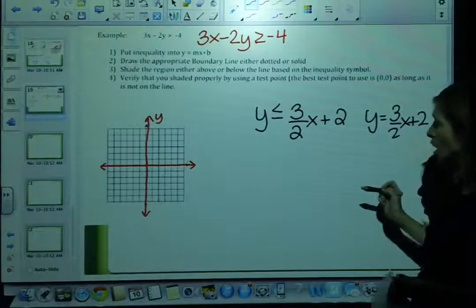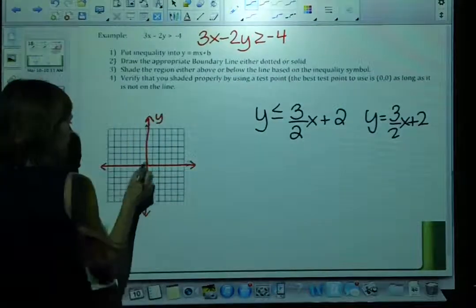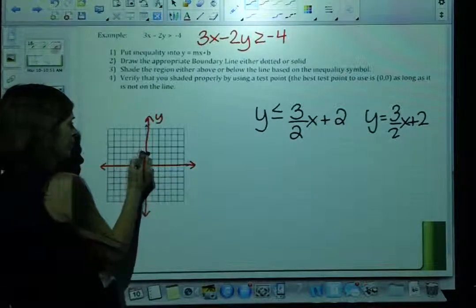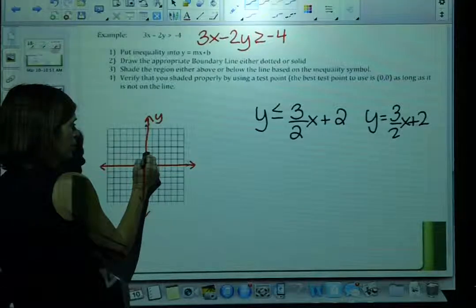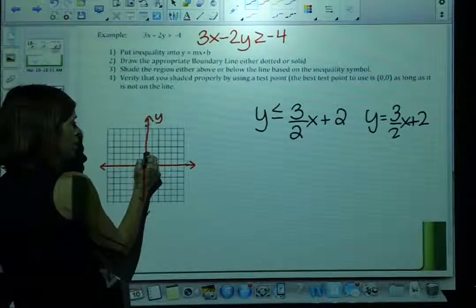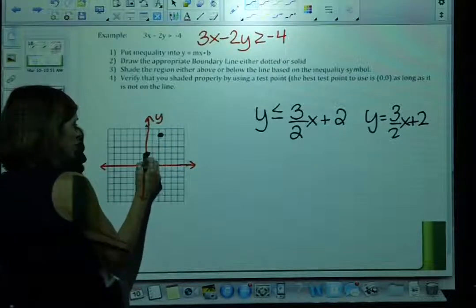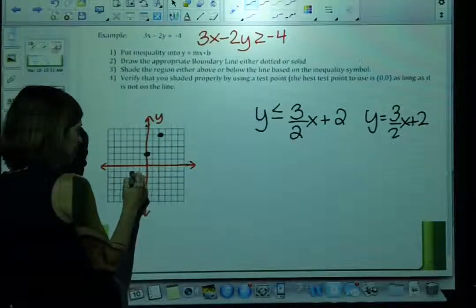So you're going to graph the line. We're going to go to the y-intercept of 2. And then what am I going to do with 3/2? You're going to make that your slope. So you go up 3 and across 2, up 3/2. And then I'm also going to go down 3 and to the left 2.